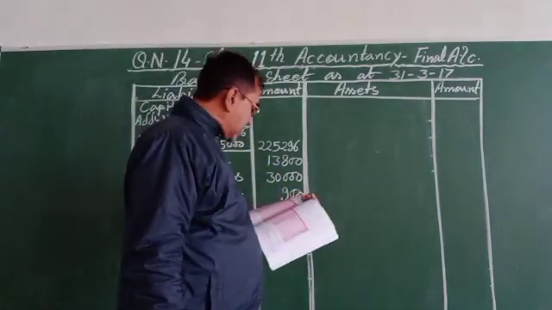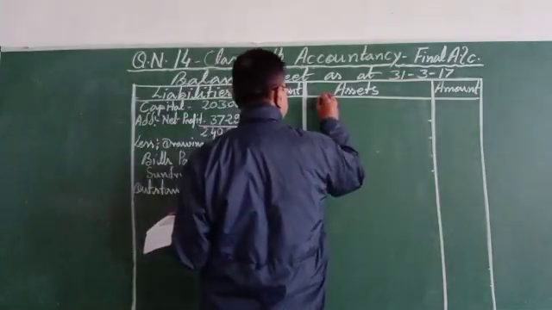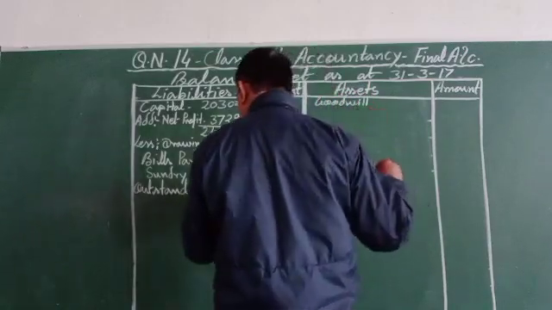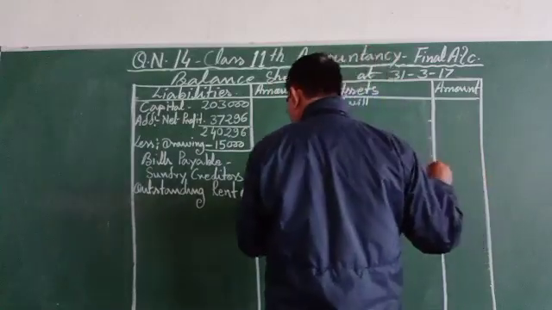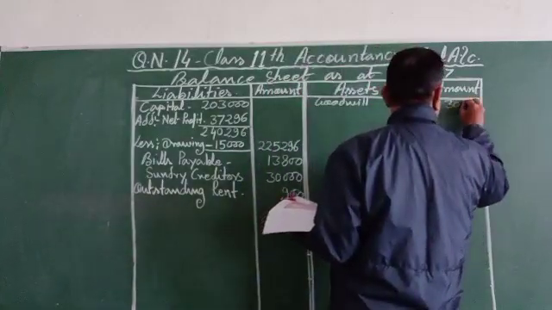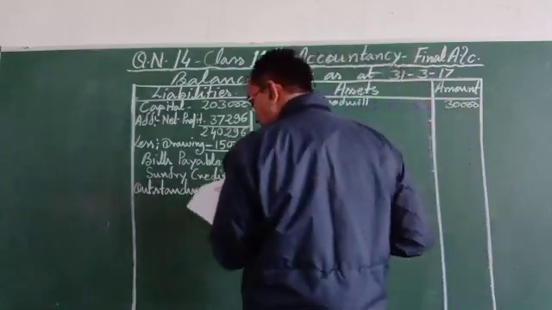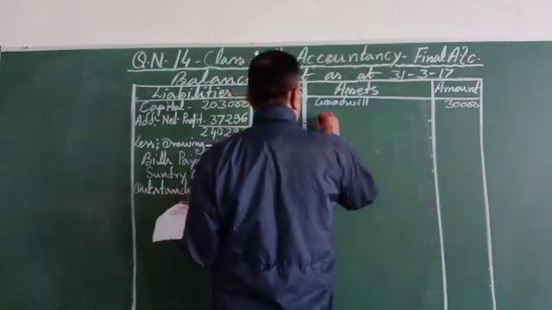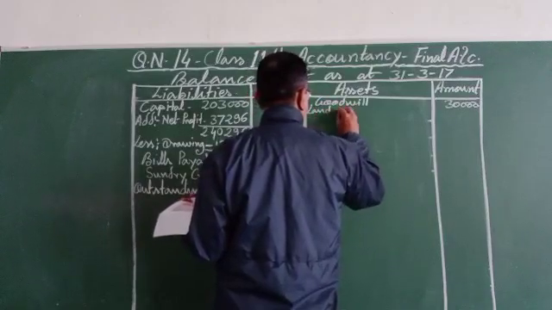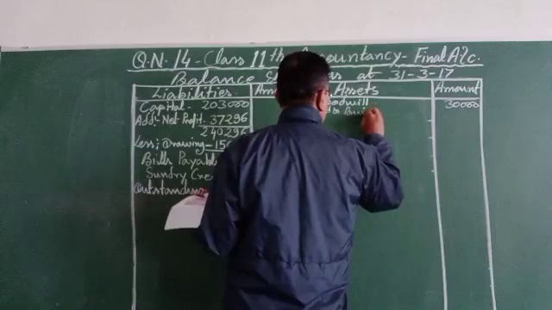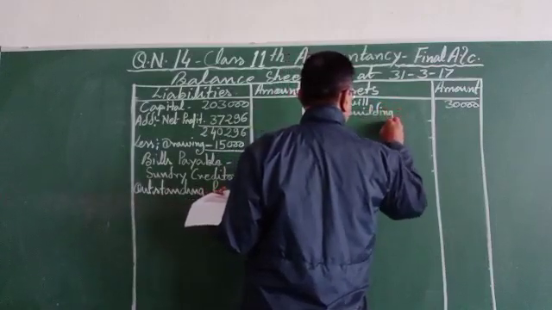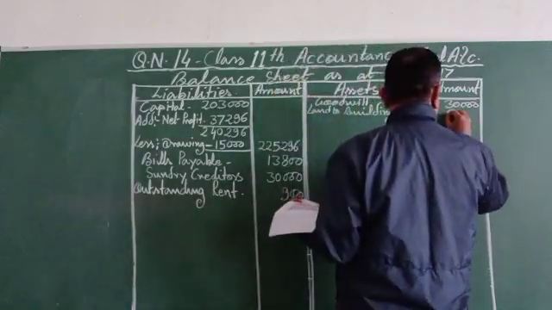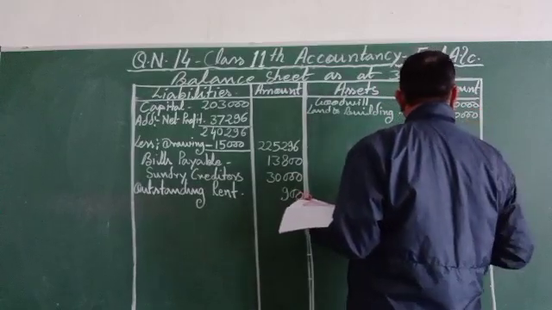Now come to the assets column. First, goodwill. Goodwill that is given is 30,000. Then land and building, 60,000.